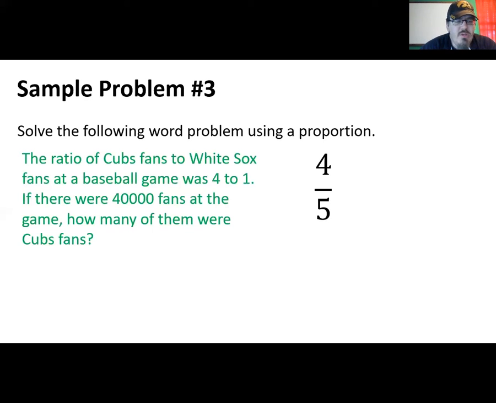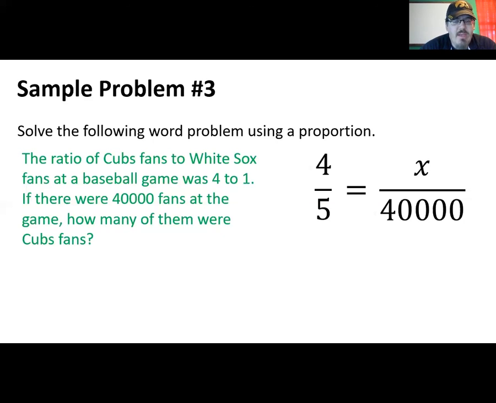So we want to pick one of the ratios that we can write that matches our situation. In the problem, we know that the total number of fans is 40,000. So it makes sense to set up a ratio of Cubs fans to the total. That's why we've got 4/5 as our first ratio for our proportion. All right, so then we continue setting up our proportion. We put in our equal sign, so 4/5 equals, and then on the other side, we're going to set up our second ratio. Since the first part is the ratio that compares the number of fans, the side on the right is going to deal with the actual numbers.